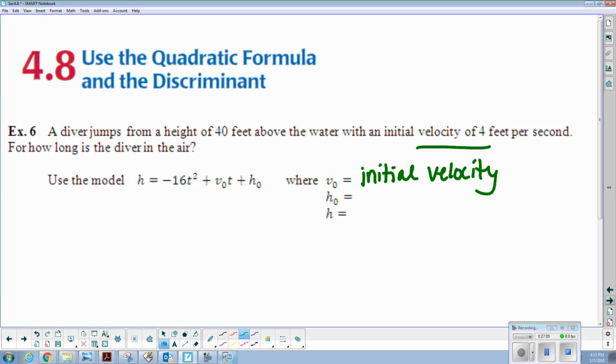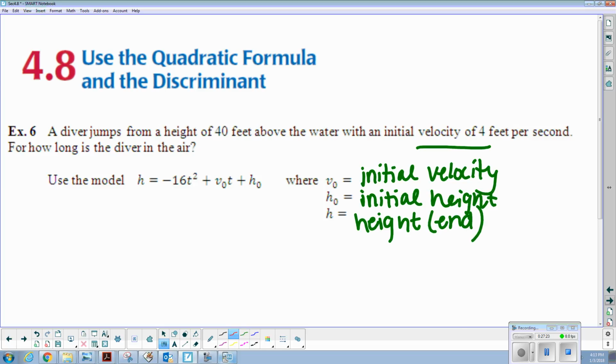Initial velocity, initial height, and then ending height. Just h is ending height. So v sub 0 tells us that initial velocity is 4 feet per second. Initial height, it tells us is 40 feet above the water. And ending height, we're going to hit the water, so it's 0 feet above water. So our ending height is 0.